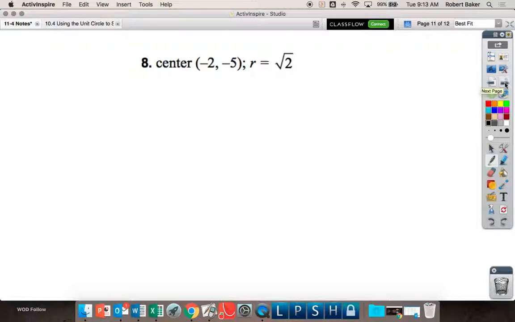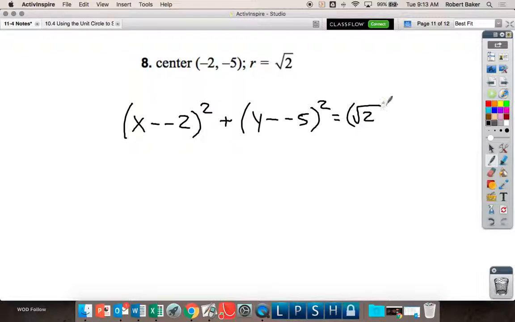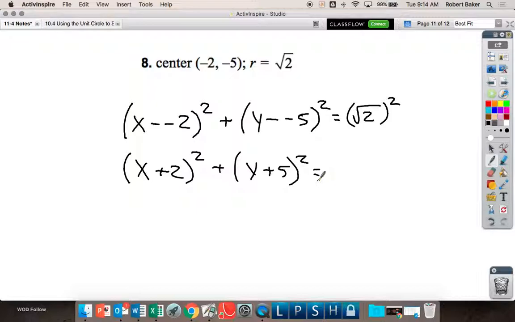Build your equation. X minus negative 2, and so on. That's filling out the formula, right? Now we can go through and simplify. Dramatic pause. The square root of 2 squared is 2. The square root of 2 times the square root of 2 is the square root of 4. The square root of 4 is 2.